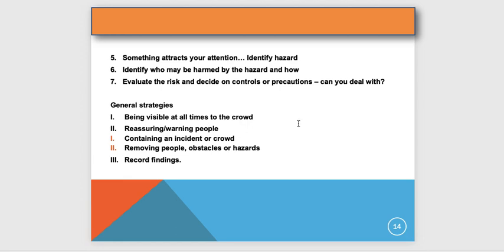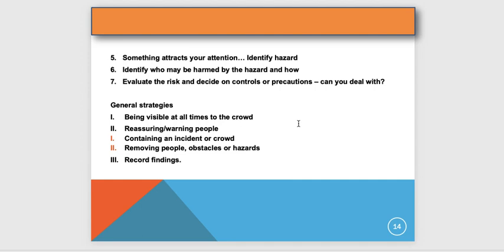Number 5, something attracts your attention as a hazard. It could be a barrier. People get pushed up on the barriers. Identify who may be harmed by the hazard and how. So if you see a hazard, who's going to get harmed? Well, the crowd. It's inevitable. And evaluate the risk and decide on controls or precautions. Can you deal with it? Can you deal with it by moving someone out of the way? If you can't, again, report to your supervisor. Let them take that responsibility.